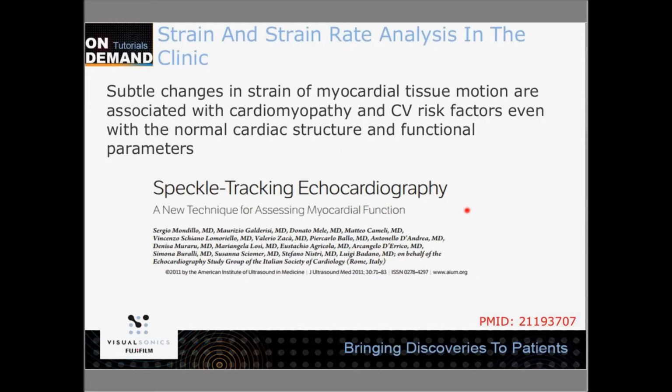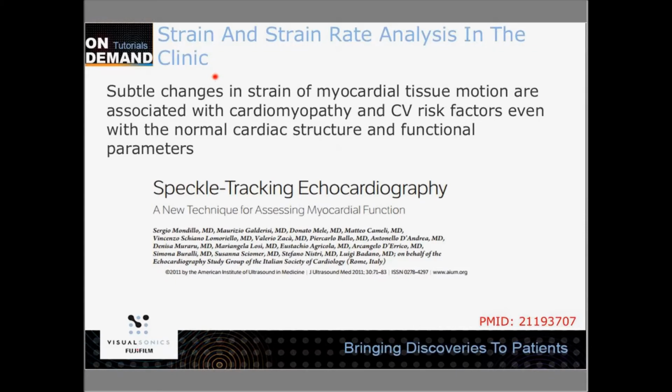So this paper here, just as an example, is a good example of what you might see, and some of the conclusions that they came to in the paper are that the changes in strain and myocardial tissue motion are associated with cardiomyopathy and cardiovascular risk factors, even in the presence of seemingly normal cardiac structure and normal functional parameters.